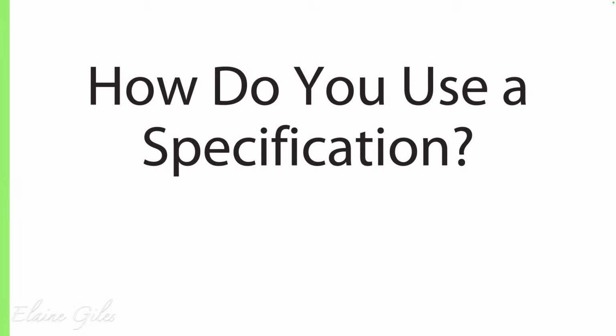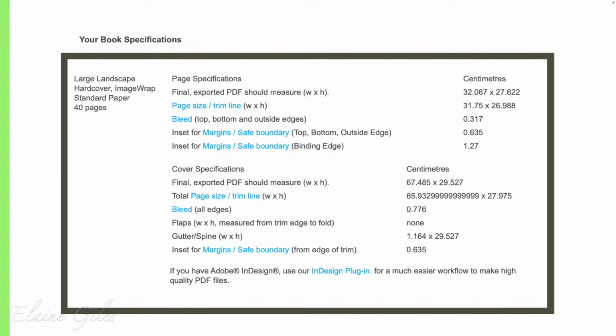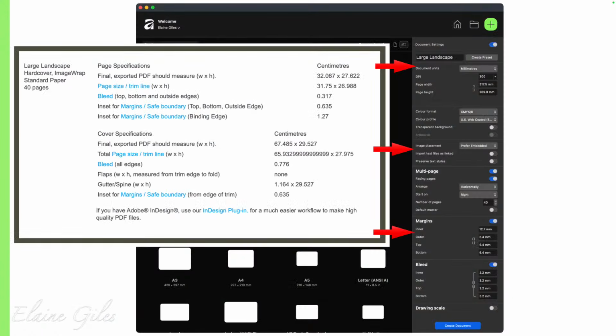How do you use that specification? Well, there is our specification again. So it was the large landscape with 40 pages. And what you need to do is translate from the specification to the new file dialog inside Affinity. So we already have some presets in Affinity. It's unlikely any of them are going to match precisely the specification that you have now downloaded. But that's not a crisis, because the options on the right-hand side, you have everything in there that you would need to be able to translate into it.